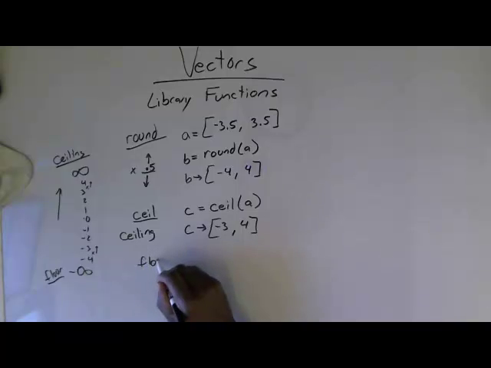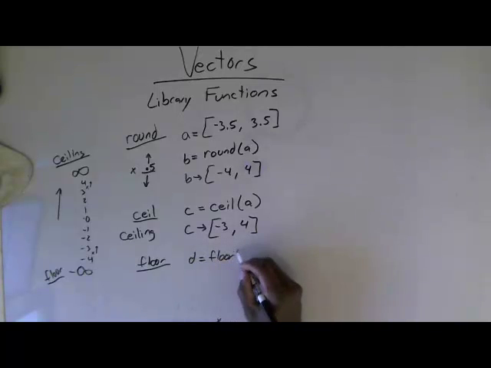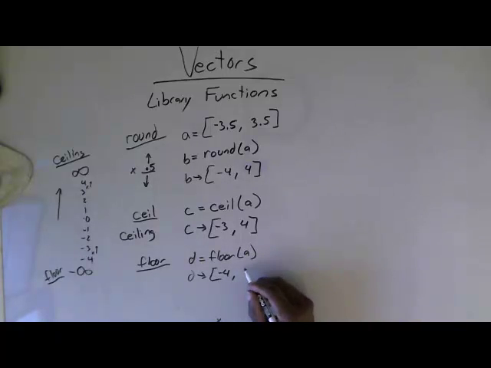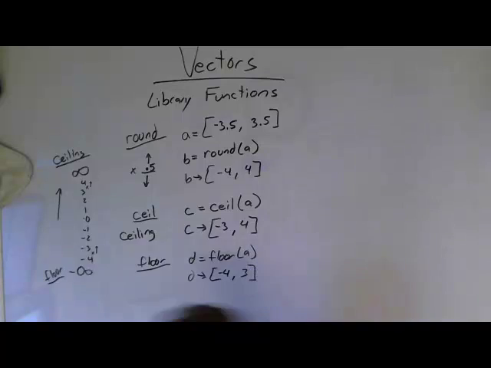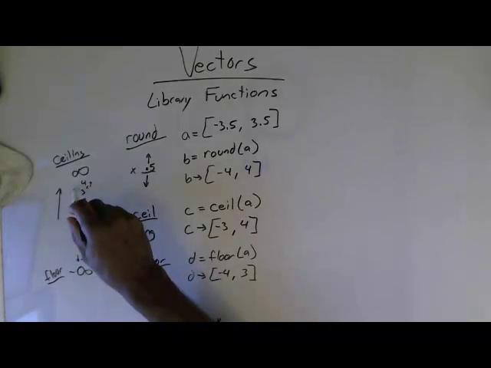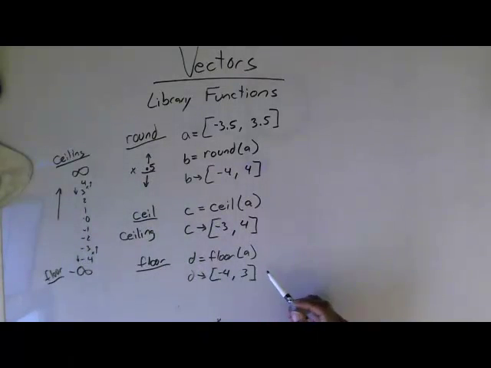Likewise, if I do the floor, then it's going to take me down. D equals floor of A. And so D would wind up getting negative 4, comma 3, because the floor is down this way. So for negative 3.5, it's going to go down that way, and for positive 3.5, it's going to go that way. So negative 3.5 is going to take you down to negative 4. Positive 3.5 is going to take you down to 3.